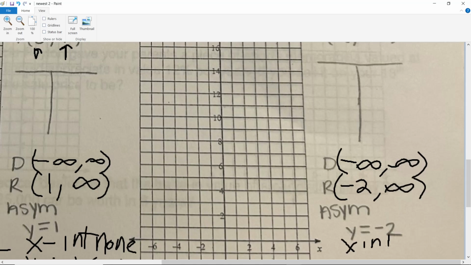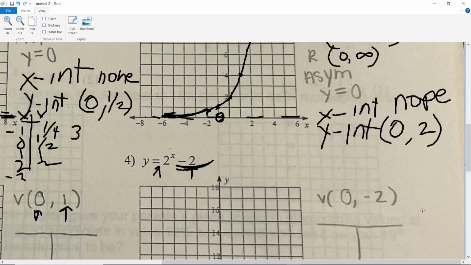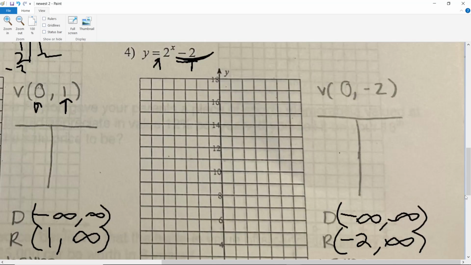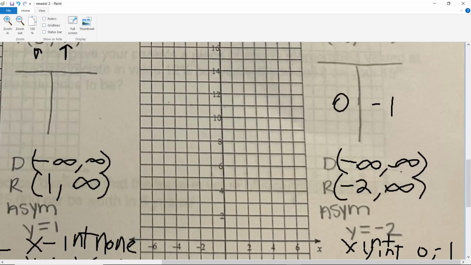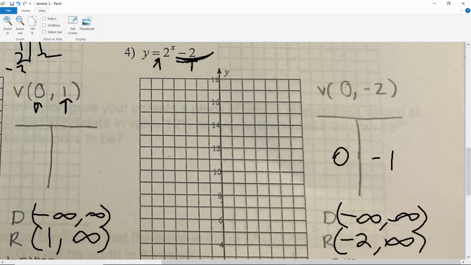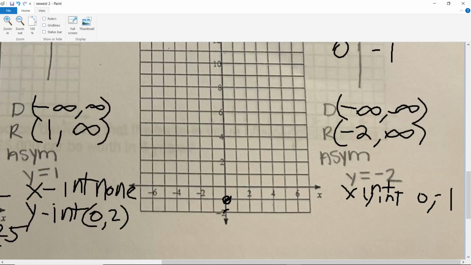X-intercept, y-intercept. The y-intercept is when x is 0. When x is 0, 2 to the 0 is 1. Minus 2 is minus 1. 0, minus 1. So I'll put it in here. I'll graph it while I'm at it too. 0, minus 1. And 0, minus 2 is this vertex. Okay, that's on the graph. It should be filled in.